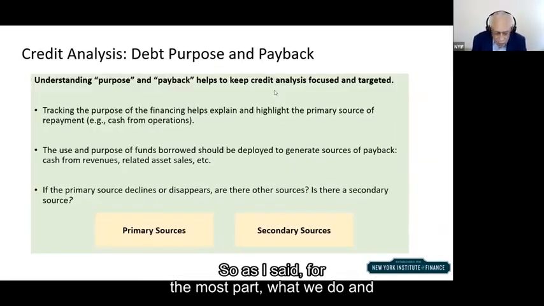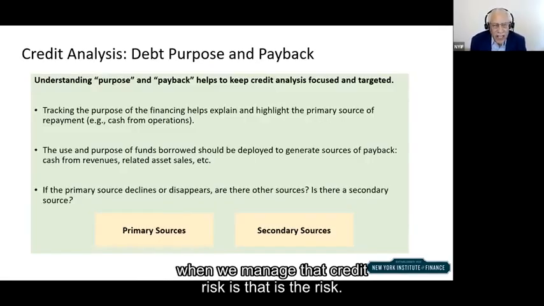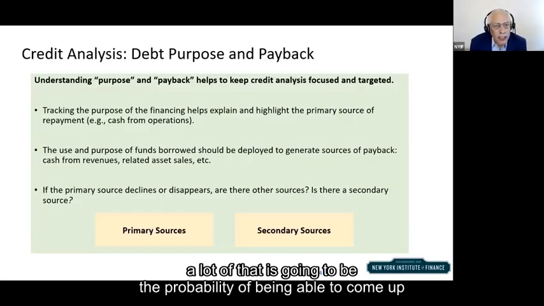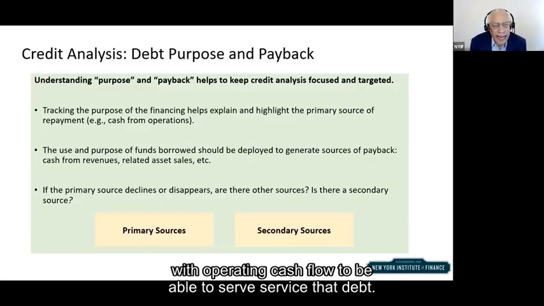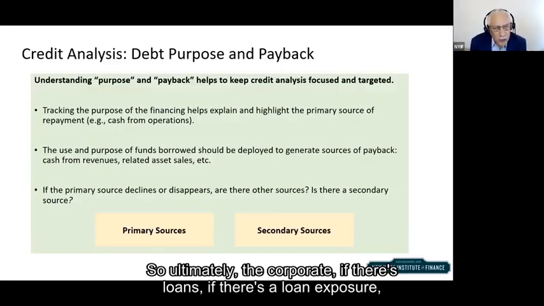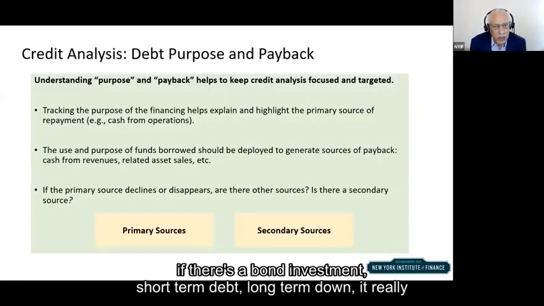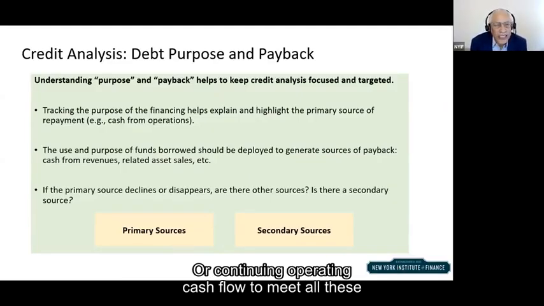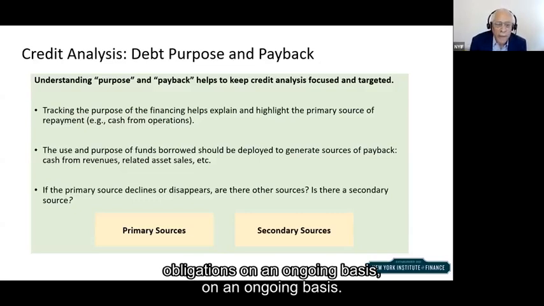So as I said, for the most part, what we do when we manage credit risk is that it is the risk of probability of default. But a lot of that is going to be the probability of being able to come up with operating cash flow to be able to service that debt. So ultimately with a corporate, if there's loans, if there's a bond investment, short-term debt, long-term debt, it really comes down to what is the probability that the company will have cash reserves or continuing operating cash flow to meet all these obligations on an ongoing basis.